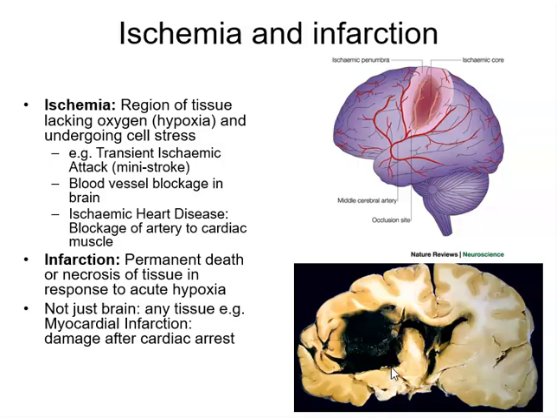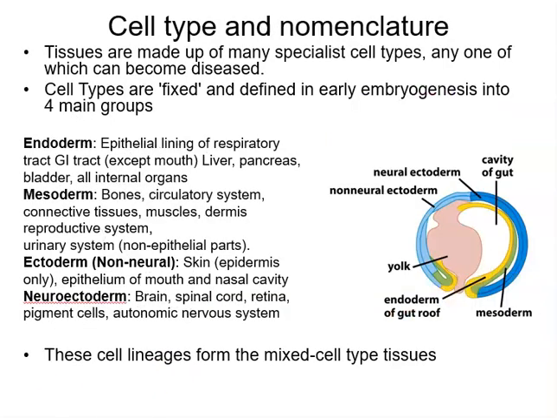And we don't just see this in the brain, you see this in other tissues, and a myocardial infarction is where we've got blockage of a cardiac blood vessel, an artery, resulting in necrosis of some of that cardiac muscle tissue in a cardiac arrest. So those are some of the more commonly used major pathological terms.